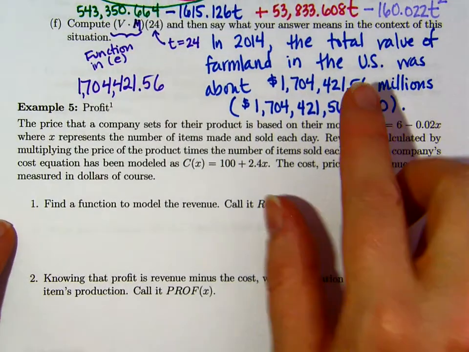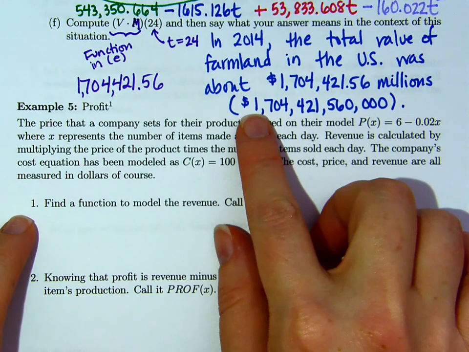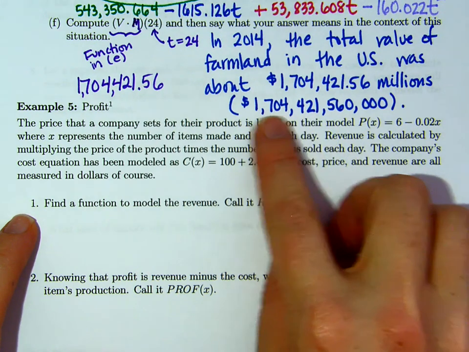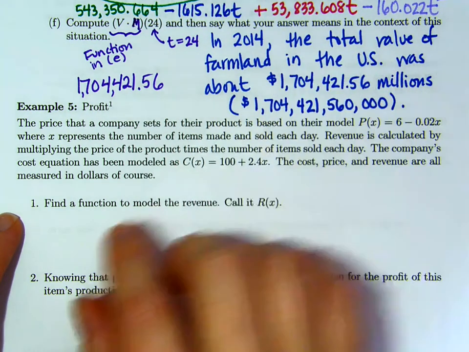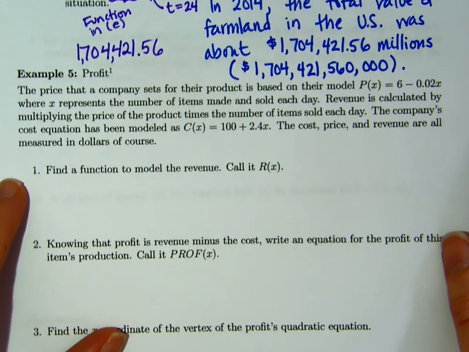Let's look at profit. So I just wanted to mention, I was thinking about this number, and it makes a lot of sense that it's hundreds, thousands, millions, billions, trillions of dollars worth of farmable land in the United States. That actually does make sense to me.